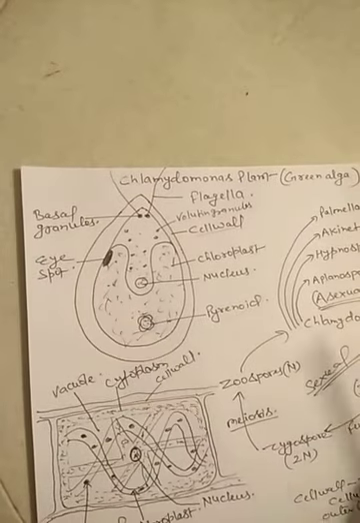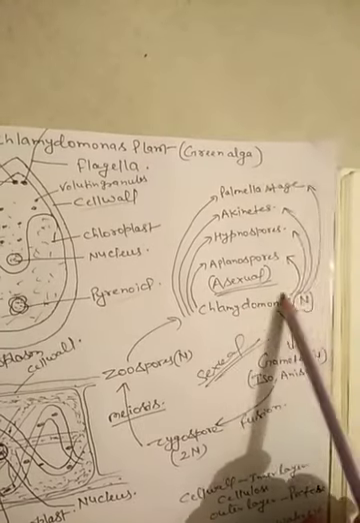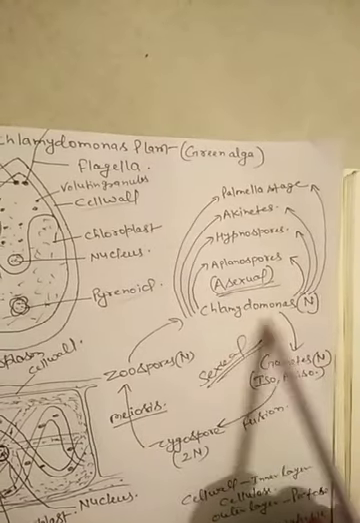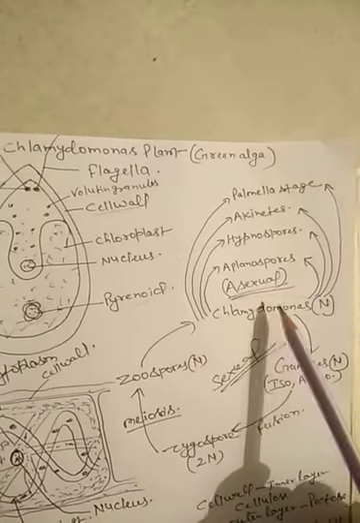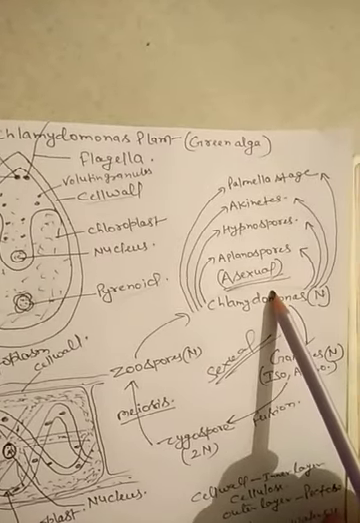Chlamydomonas reproduces by both asexual and sexual reproduction. Asexual reproduction in Chlamydomonas: this is a haploid organism, with one set of chromosomes. Asexual reproduction occurs by different kinds of spores: aplanospores, hypnospores, and the palmella stage. These are the different types of spores produced in Chlamydomonas for asexual reproduction.